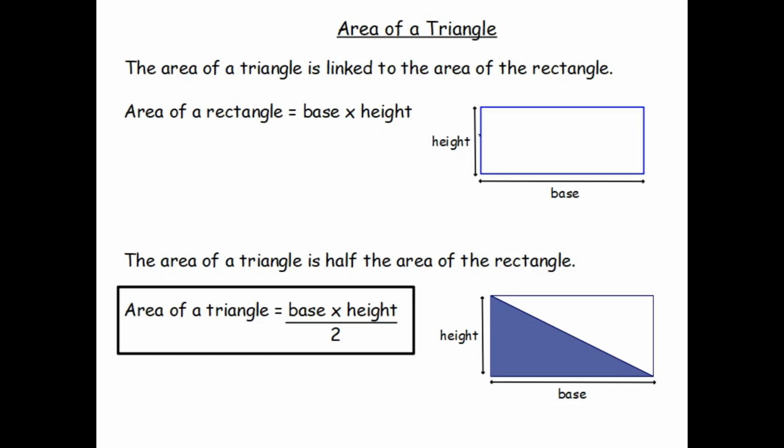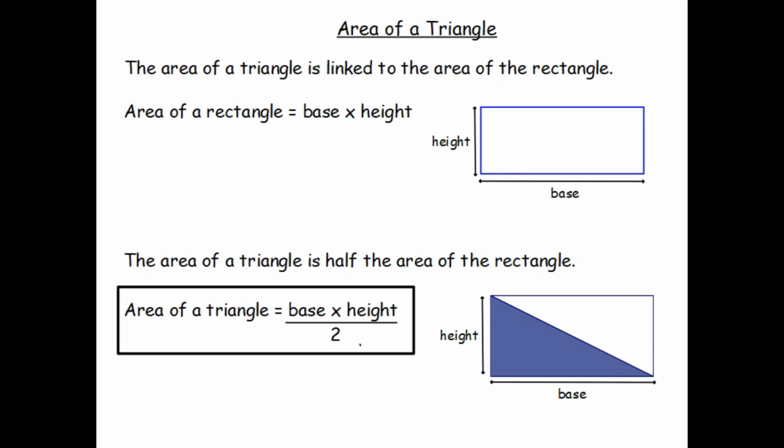Now, if we look at this diagram down here, you can see in the space of the area of the rectangle, you can fit in two triangles. So if you were only working out the area of one of these triangles, you would work out the area of the rectangle, so base times height, and then you would want to halve it, divide it by 2. So the area of a triangle formula is base times height divided by 2. The area of the rectangle divided by 2.